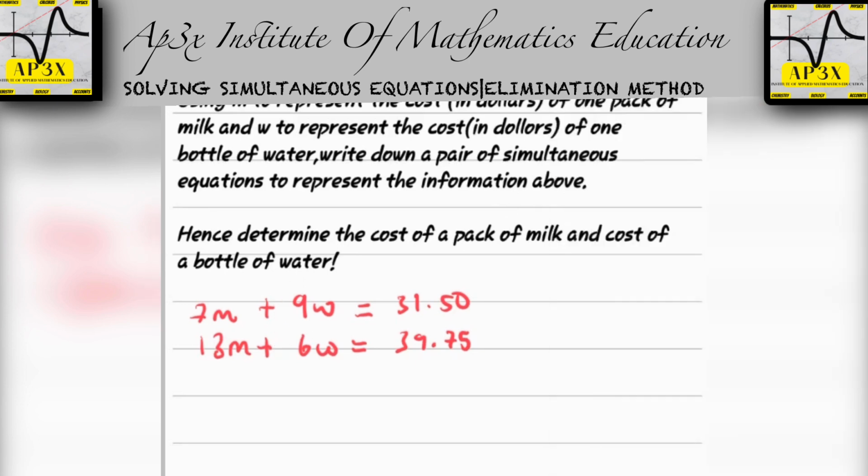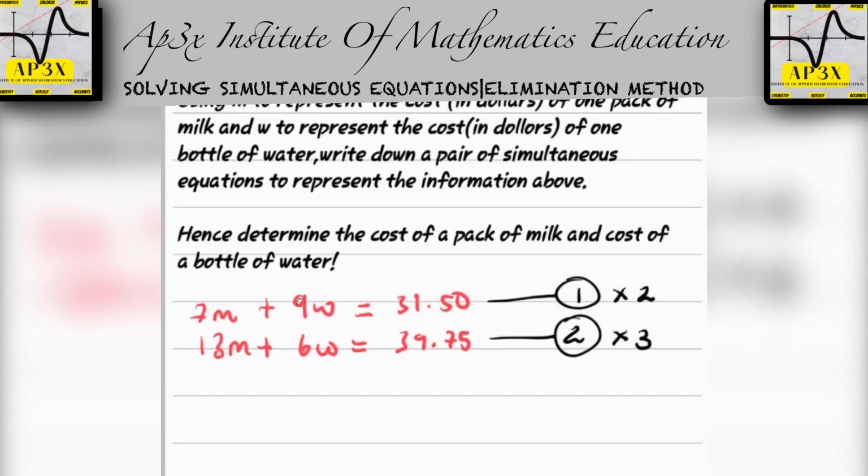Now to wrap this up, we're going to of course go ahead and find the cost of a pack of milk and a bottle of water. In other words, they're basically asking you to find the value of M and find the value of W. So same procedure, nothing changes. Call this equation 1, call this equation 2. Of course, I'm going to try to make the smallest coefficients the same. So 9 and 6, I'm going to try to make both of these numbers become 18. All right, so the LCM of 9 and 6 is 18. I'm going to go ahead and multiply this by 2. And I'm going to multiply this here by 3.